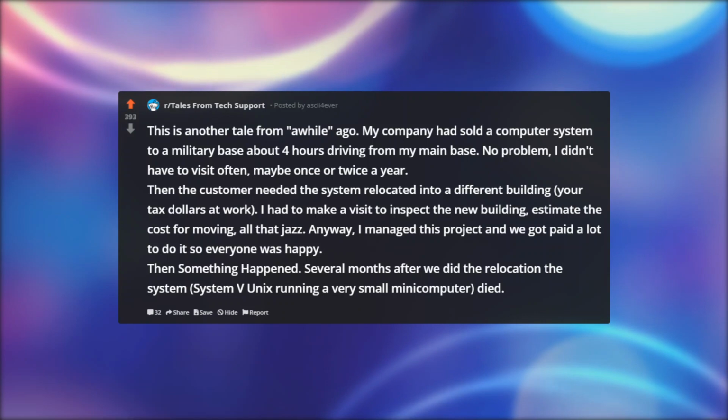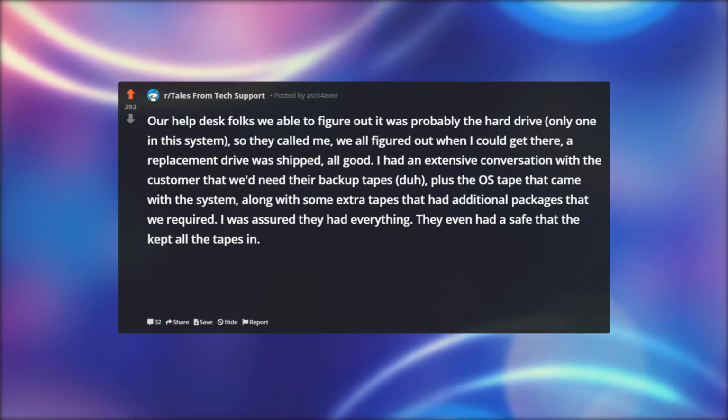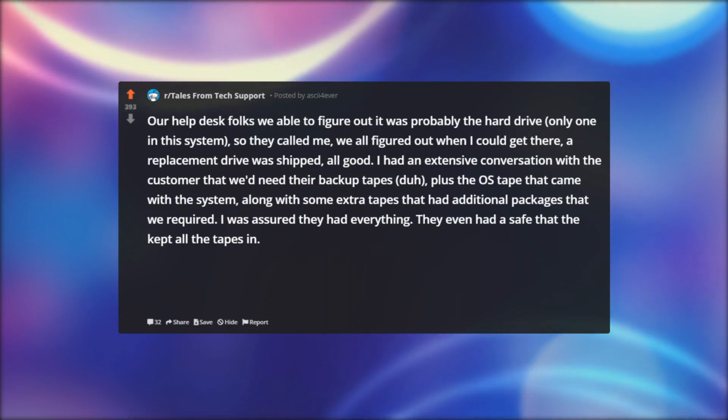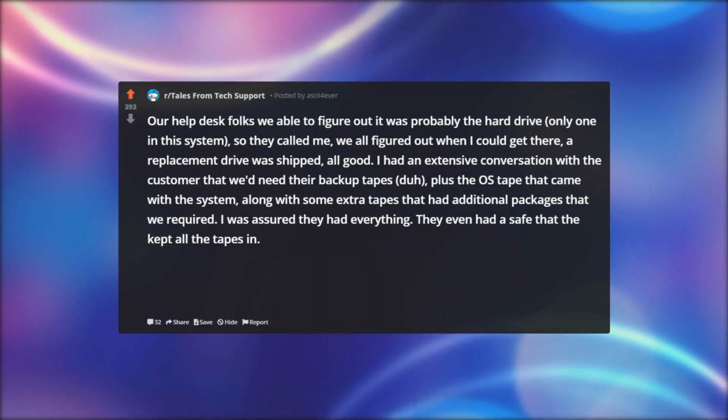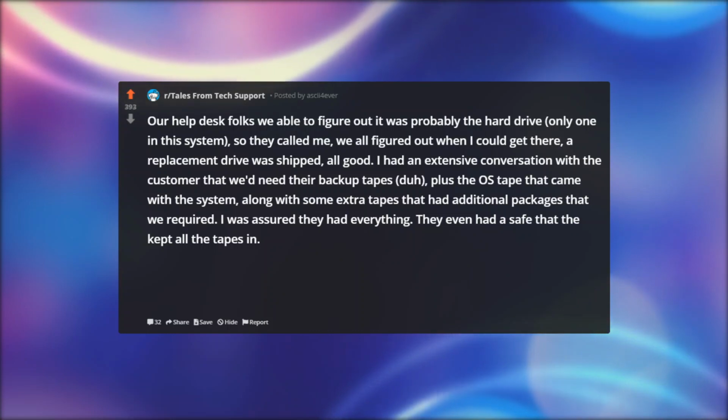died. Our help desk folks were able to figure out it was probably the hard drive, only one in this system, so they called me, we all figured out when I could get there, a replacement drive was shipped, all good. I had an extensive conversation with the customer that we'd need their backup tapes, plus the OS tape that came with the system, along with some extra tapes that had additional packages that we required. I was assured they had everything.